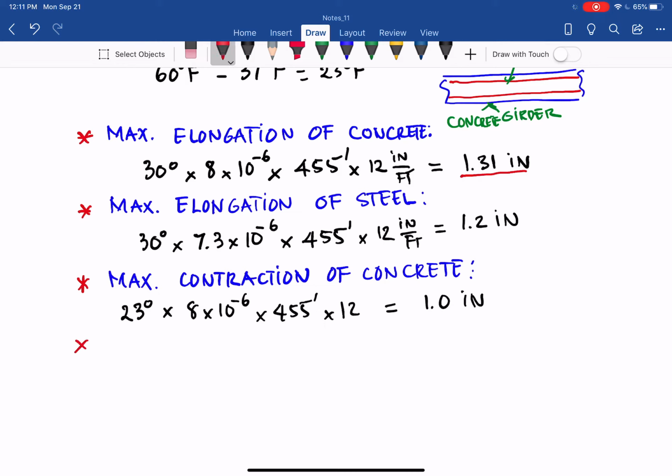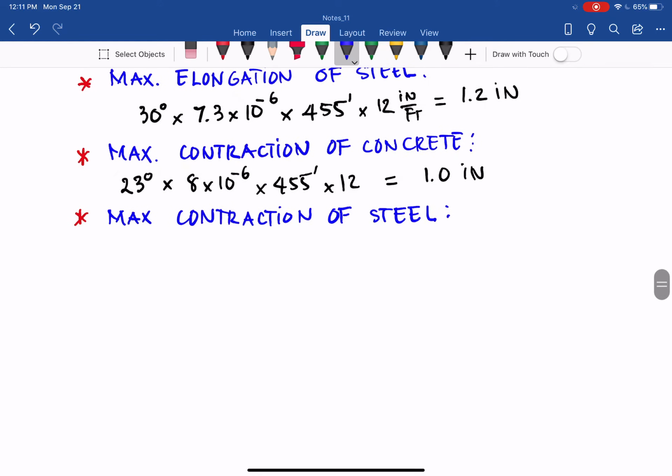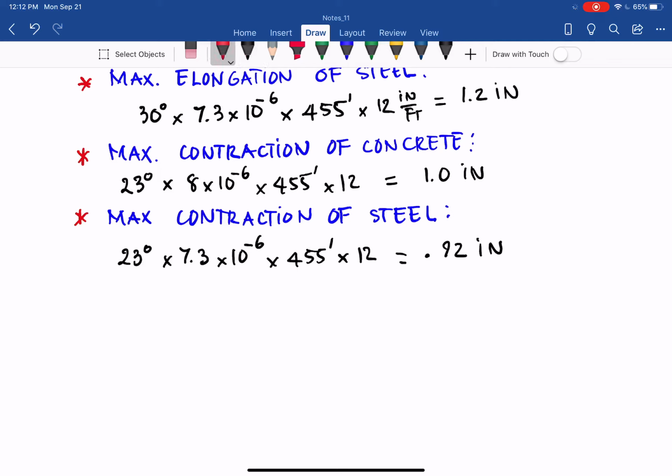And the maximum contraction of steel, then we do the same: temperature decrease of 23 degrees, times 7.3 times 10 power negative 6, the length of the girder 455 feet, unit conversion 12 inch over feet, so we get 0.92 inch. And again, no surprise, concrete contracts more because the thermal expansion is a little bit higher.